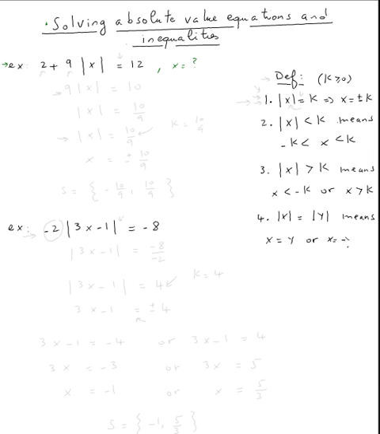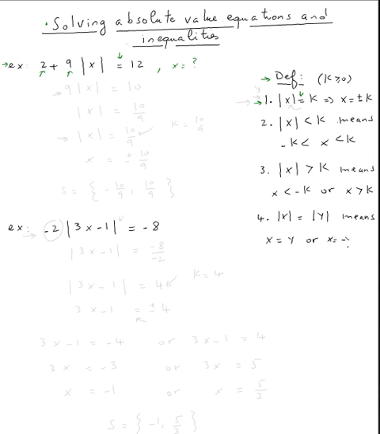Alright, so how do we do this? We have all the formulas. Here's the definition. All the formulas are on the right side. So we need to use number 1 because we have equality, and we have just absolute value on the left side. However, we cannot use number 1 until we get rid of the 2 and the 9. So how do we do that?